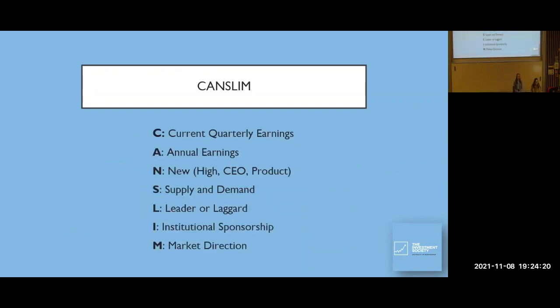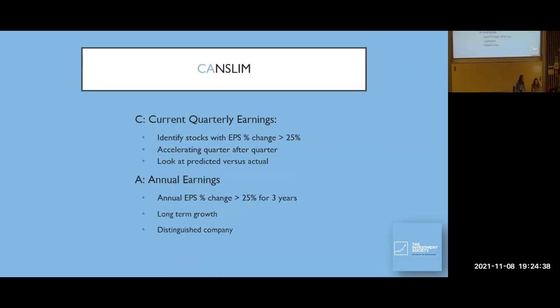So what does it all stand for? So C stands for current quarterly earnings, A stands for annual earnings, N stands for new, S is supply and demand, L is leader or laggard, and I is institutional sponsorship, and finally M is market direction. So you're probably wondering, what do all of these mean?